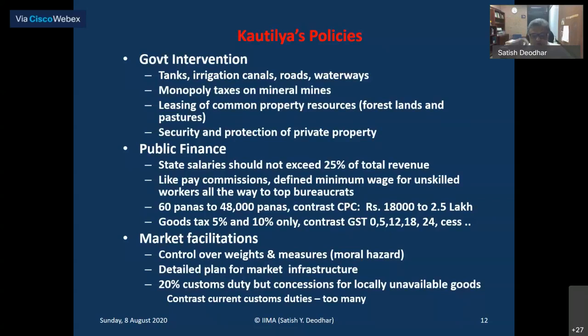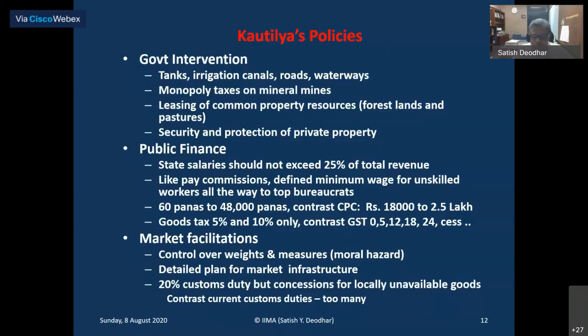There's a detailed plan of market infrastructure, just like we have APMC markets today. He talked about where the markets should be, what items should be sold where. There should be godowns, there should be warehouses. He even talks about separate structures for imported goods and the traders who come from outside. All this was thought through as market facilitation by Kautilya. He talks about low custom duties. He just talked about 20% custom duty, and if there are certain products which are locally unavailable, he was ready to waive custom duty on those as well.